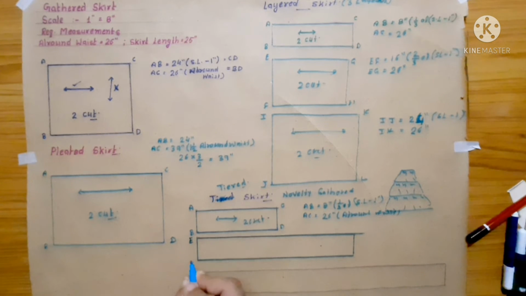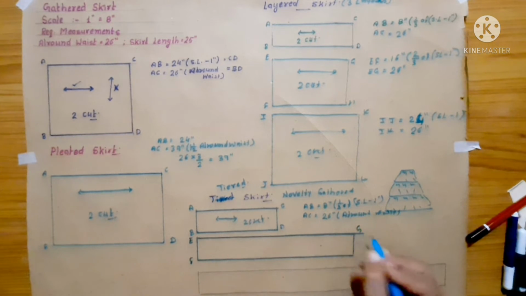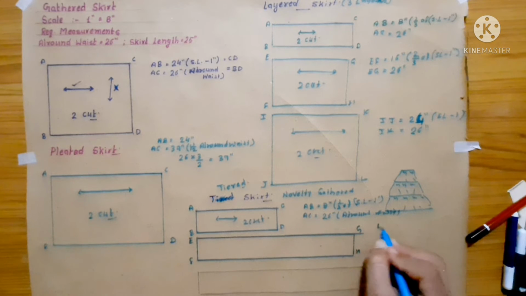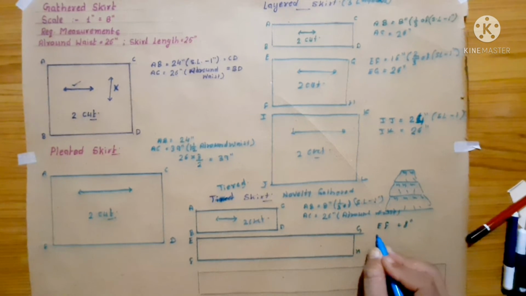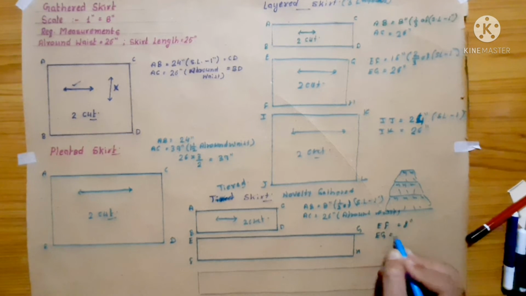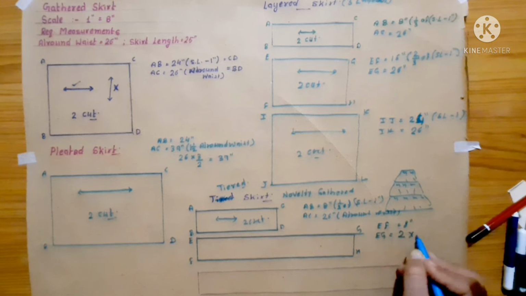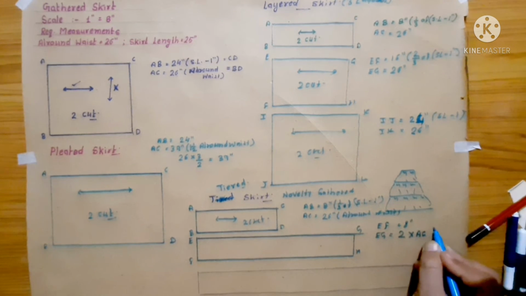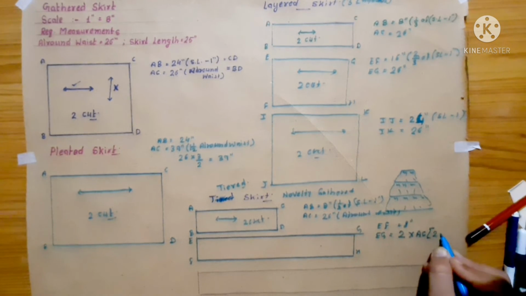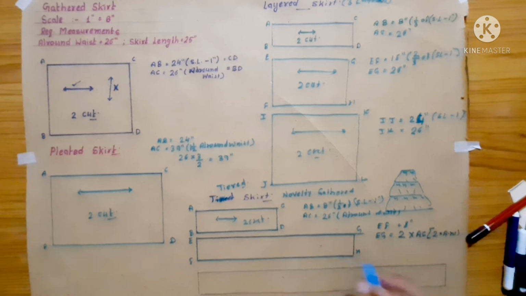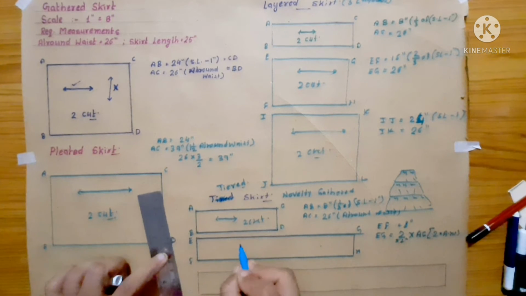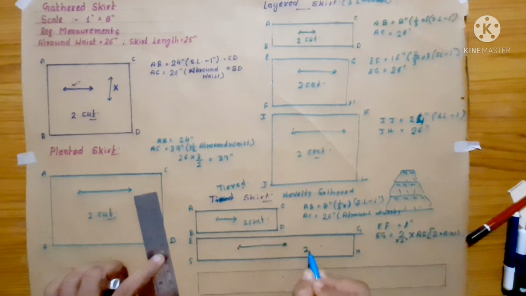E, F, G, H. EF is equal to 8 inches and EG is equal to double of AC, 2 into AC or 2 into all round waist, that is 52 inches, right? Grain to cut.